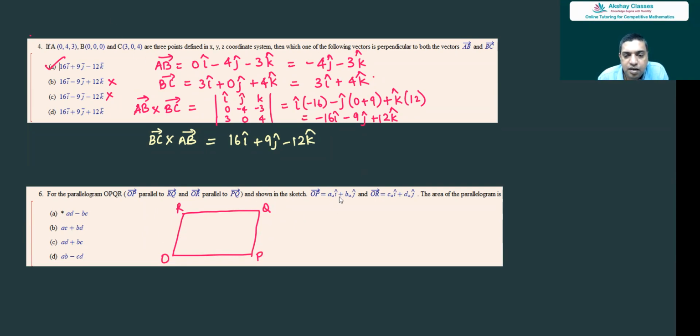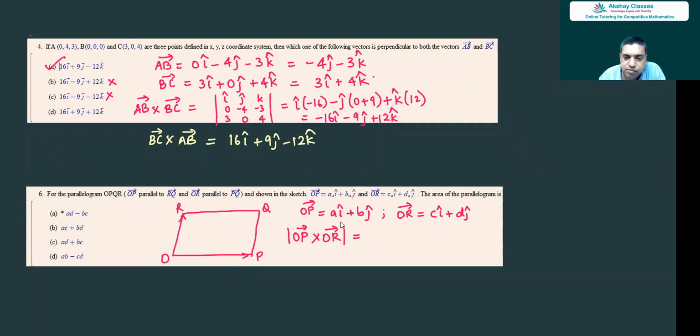Now OP bar is AI cap plus BJ cap. OR bar is CI cap plus DJ cap. Now what is the area of the parallelogram? Area of the parallelogram will be modulus of OP cross OR. Adjacent sides, right?